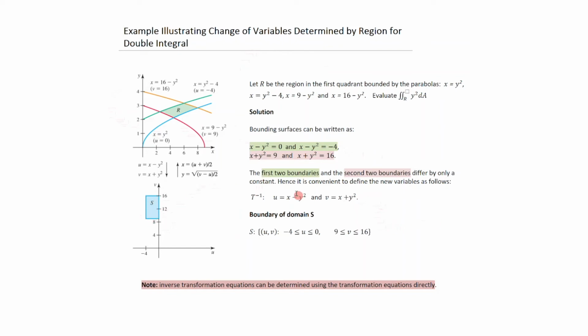And so this is basically going to be T inverse, because in this case it's u and v as a function of x and y. And we can immediately write down what the domain would look like. The next thing, we're going to need the Jacobian, so we need T. We have T inverse, but we'll need T, so we need to write these expressions in terms of x and y as a function of u and v. So that's the next step.